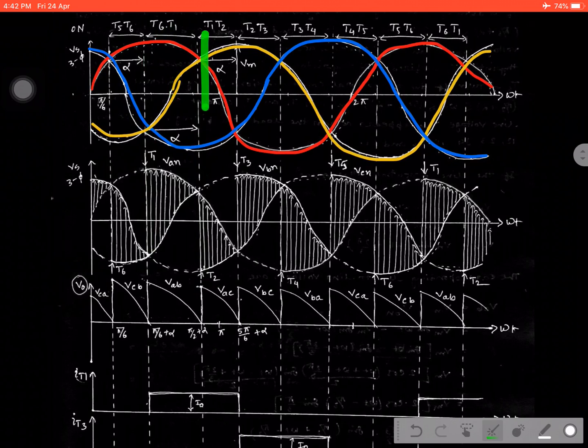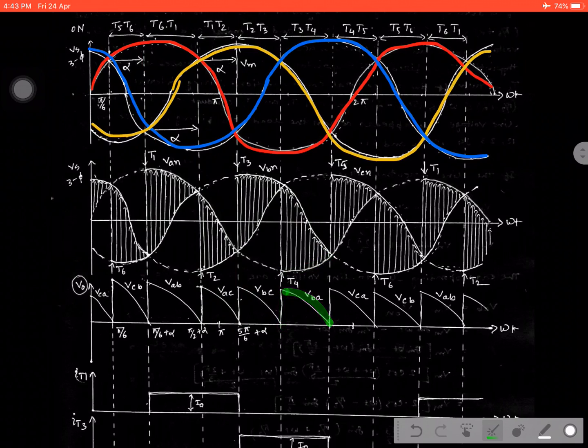Similarly, in the next case, think about this region. What happened when thyristor T2 fired? Then the voltage appearing across the load is VAN minus VCN, that will give you VAC. Similarly, when T3 is triggered, the voltage appearing across the load is VBN minus VCN, that means it will give VBC. Similarly, when T3 and T4 start conducting, the voltage appearing across the load is VBN and VAN, which gives the difference of two phase voltages, that is VAB.